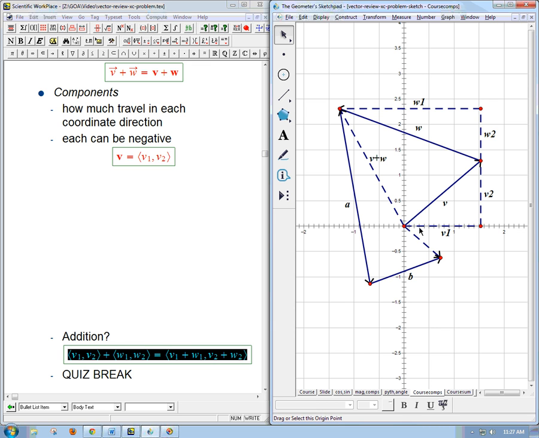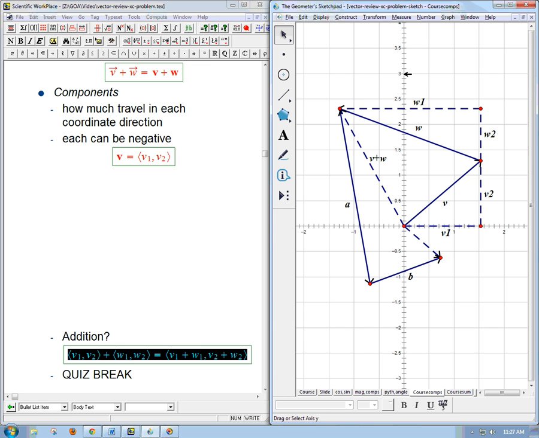Well, V1 is how much V went to the right. And then W1 is how much it goes to the right. Well, it actually goes to the left. It's going to have a negative x component. If I just take how much V went to the right and add it to how much W went to the right, I'm going to get exactly how much V plus W ends up going to the left or right from the origin. Similarly, V2 and W2, those happen to be both positive here. If I just add those up, that's how much V plus W goes up in total.